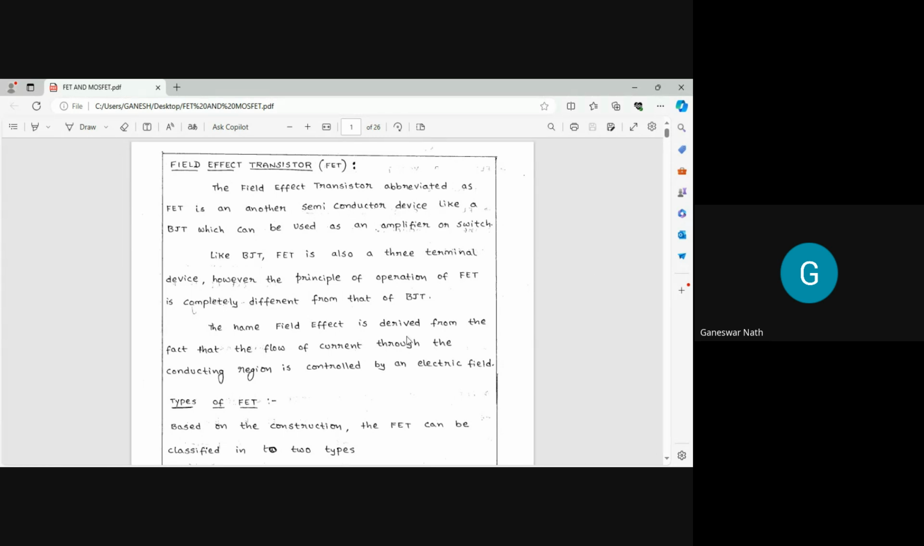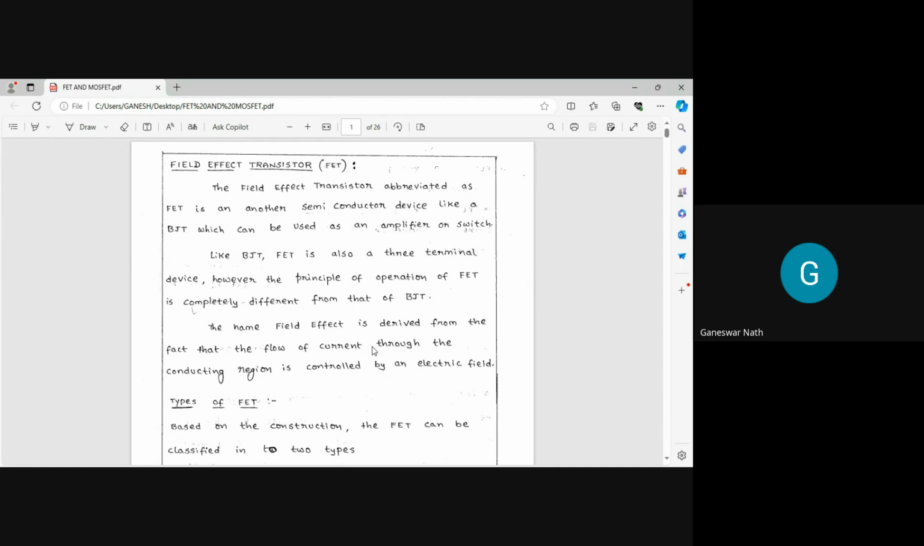The name field effect is derived from the fact that the flow of current through the conducting region is controlled by the electric field. That is the speciality of the FET: the current through the conducting region is controlled by the applied electric field, and how this electric field is applied, we will discuss in detail.